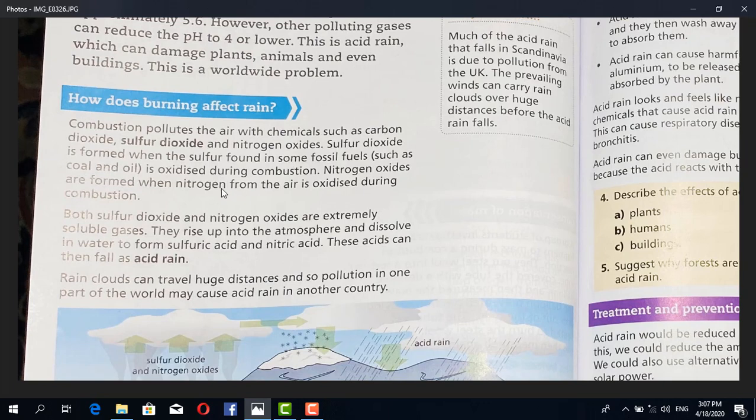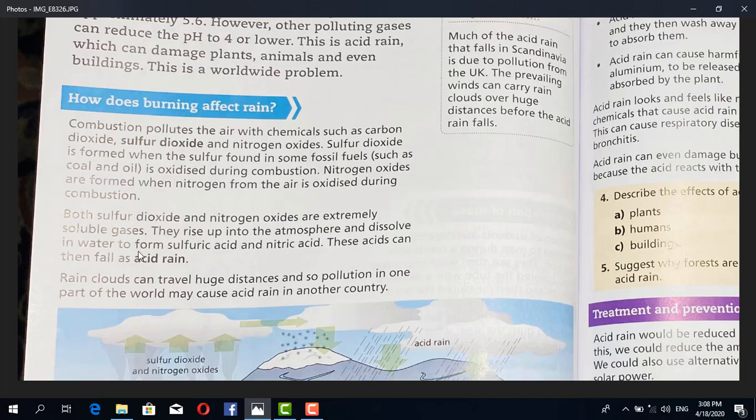Combustion pollutes the air with chemicals like carbon dioxide, sulfur dioxide and nitrogen oxide. The sulfur dioxide is formed when sulfur found in some fossil fuels like coal and oil is oxidized during the combustion. That means adding oxygen or reacting with oxygen. The nitrogen oxides are formed when nitrogen from the air is oxidized during the combustion or burning process.